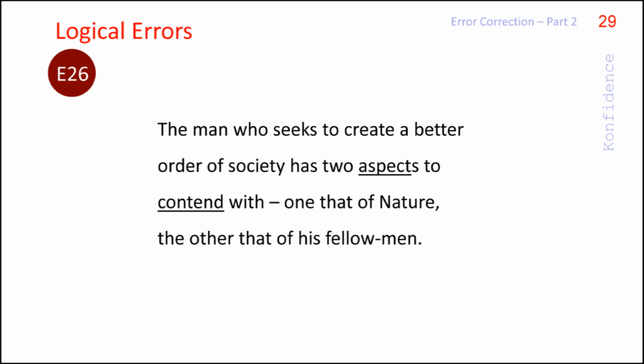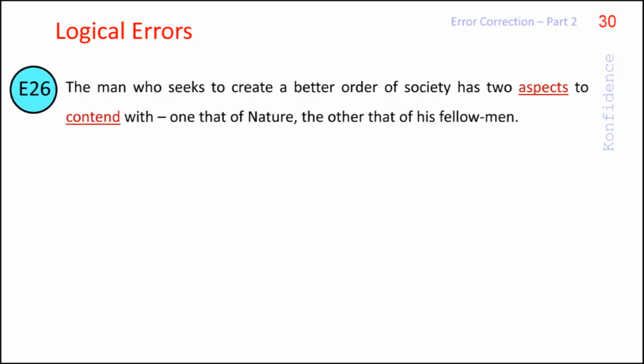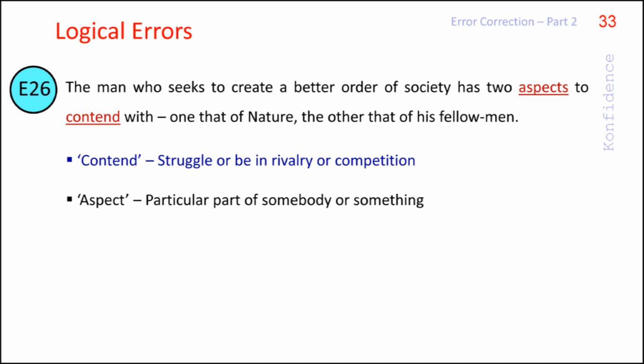Look at this sentence given in the slide. In example E26, two words, aspects and contend, are underlined. Contend means struggle or be in rivalry or competition. Aspect is a particular part of somebody or something. Contend or struggle with aspects is an illogical usage. We struggle when there is an opposition or a barrier.